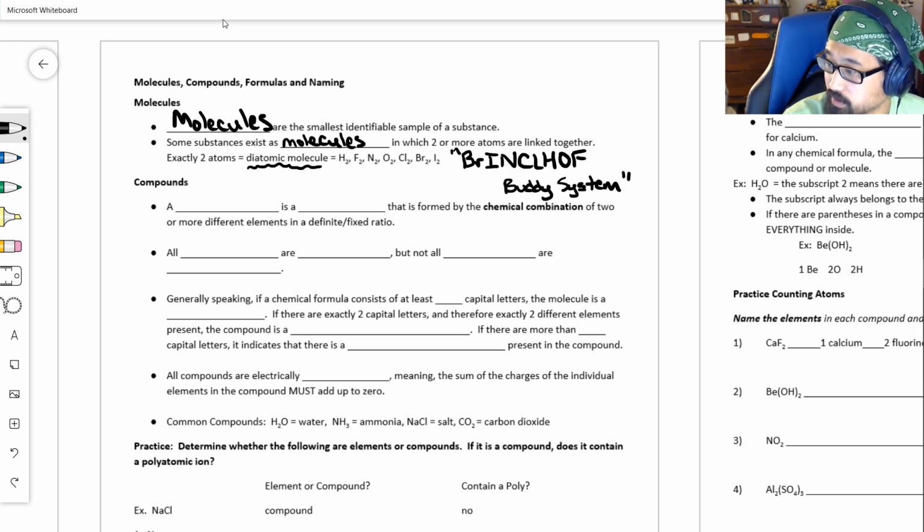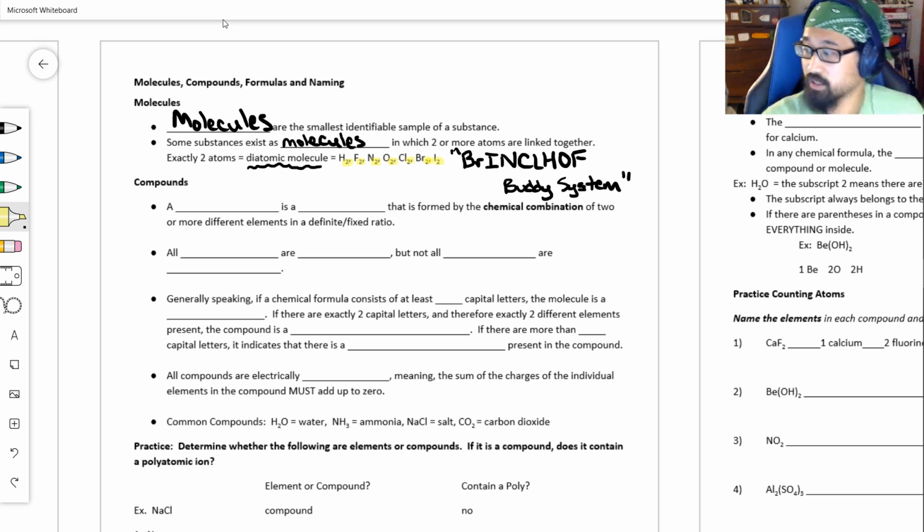And the reason that I do that is because each of them is always two, right? If you see these elements floating around in nature, they always float around as what we call diatomic molecules. Di, like two, atomic, like atoms, so two atoms put together, floating around. They always use the buddy system. You'll never find any of these elements floating around on their own. They'll either be combined with themselves, so H will run around with another H, or H will run around with another element entirely, but they always buddy up with something.